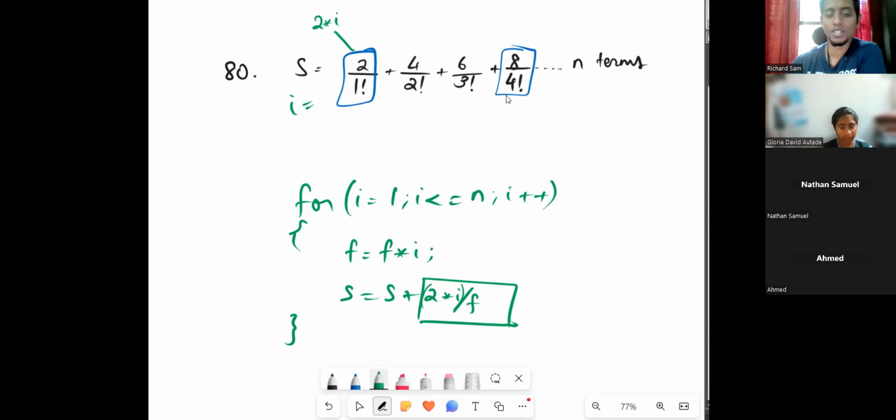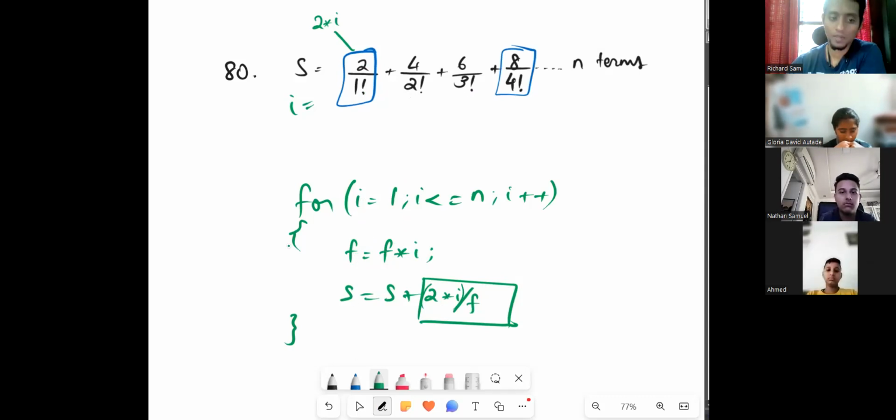And what's the denominator? The denominator is the factorial of I. So we are finding the factorial of I and using that in F. When I is 1, F will be the factorial of 1. Then when I becomes 2, what will F be? The factorial of 2. Then when I becomes 3, F becomes the factorial of 3. Because for every for loop, we're multiplying that value of I with F.